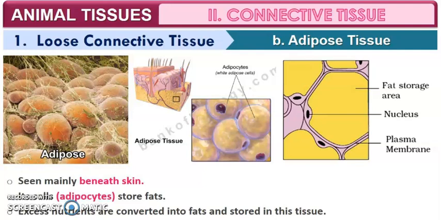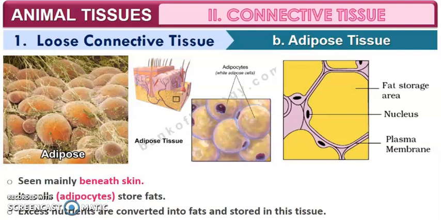So we have studied that carbohydrates and fats are the ones that provide energy to our body, right? Excess nutrients will be converted into fat and stored in the adipose tissue. And whenever our body needs energy, these fats can be used up to produce energy also, right? So where are we finding this adipose tissue?